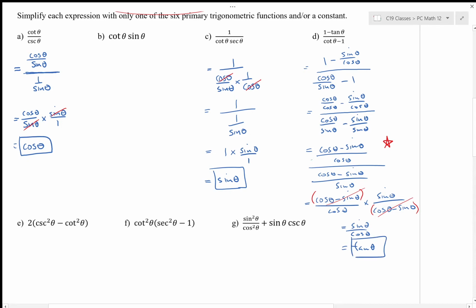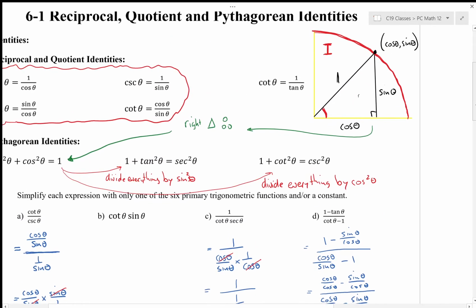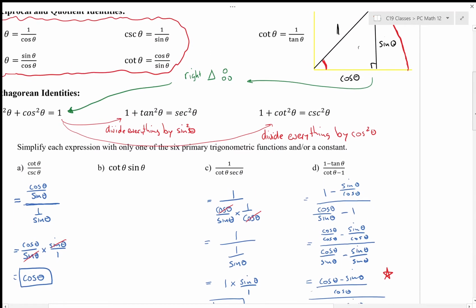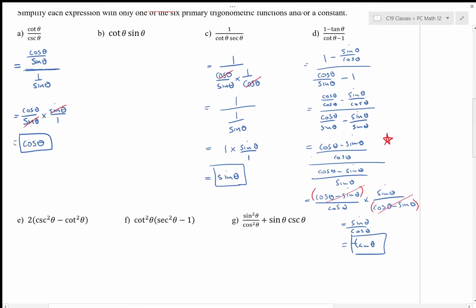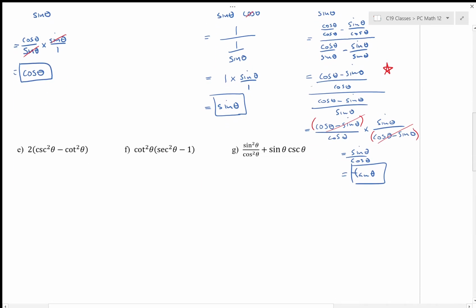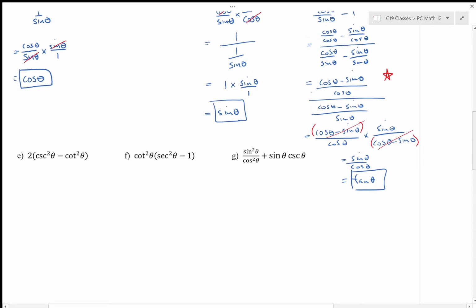So again, these things can get pretty big. I tried to give enough space, but sometimes it just doesn't work out. Okay, so those first kind of group there are just using the reciprocal and quotient identities. We haven't used any Pythagorean identities. So let me show you how to use Pythagorean identities and see how that goes for you guys.